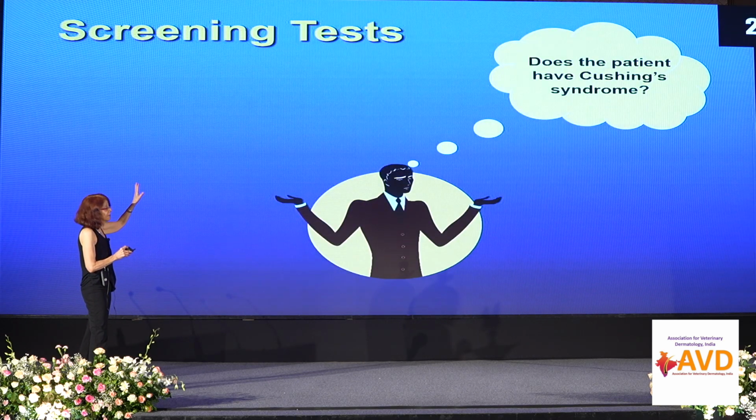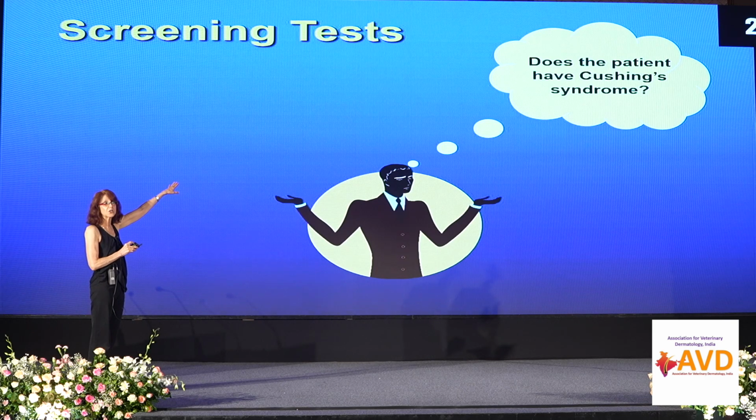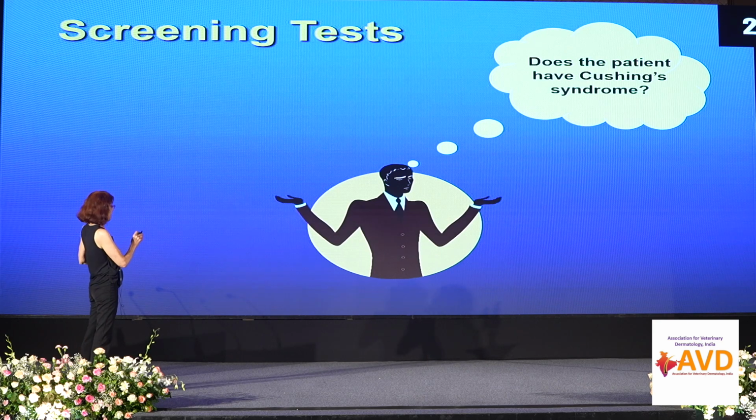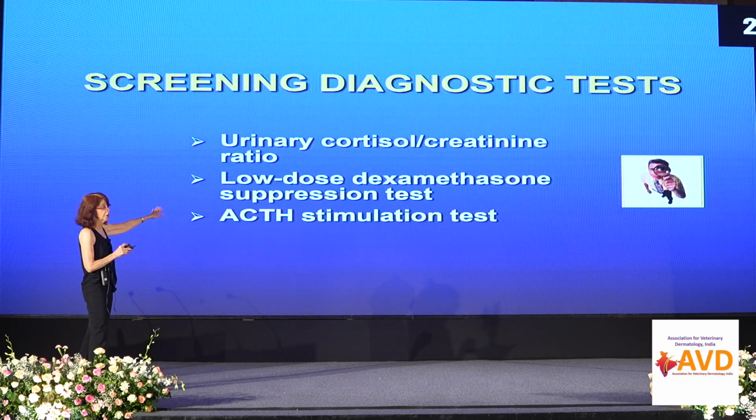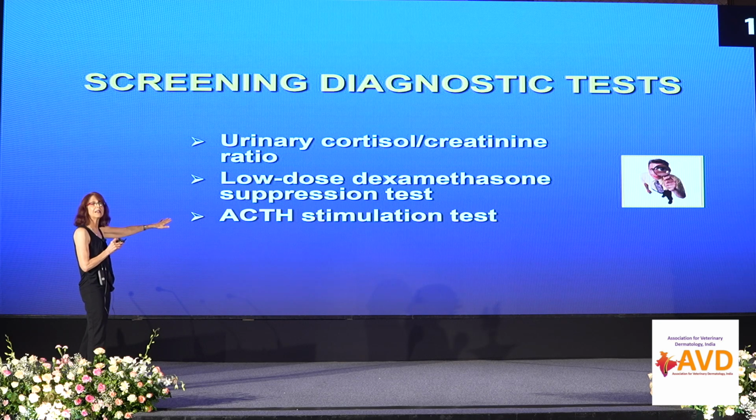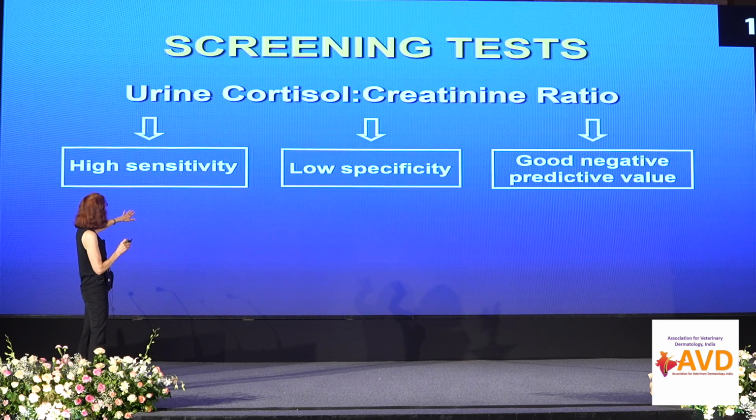Screening tests. Again, you want to answer that question. Does my patient have Cushing's disease? You have a high index of suspicion based on the clinical signs and the physical examination findings, but now you want to confirm. So what are the tests here? Urinary cortisol creatinine ratio, low dose dexamethasone suppression test, and ACTH stimulation test. Let's talk a little bit about each one of them.